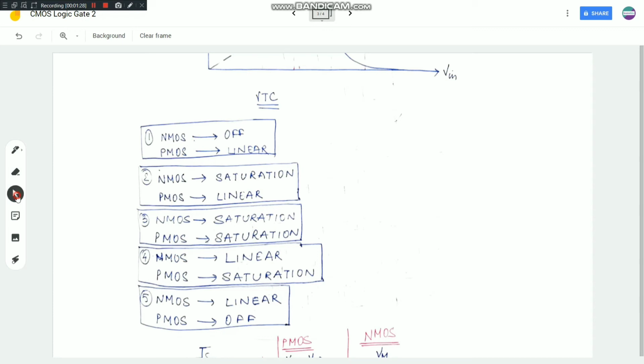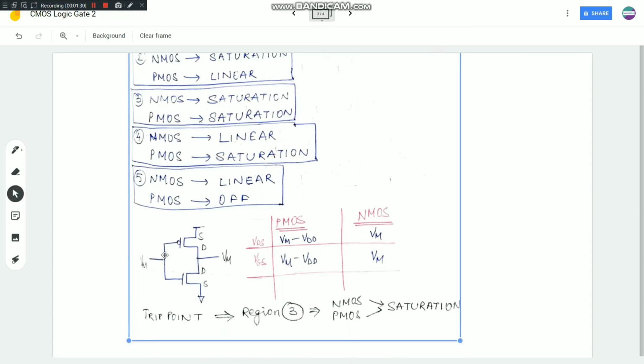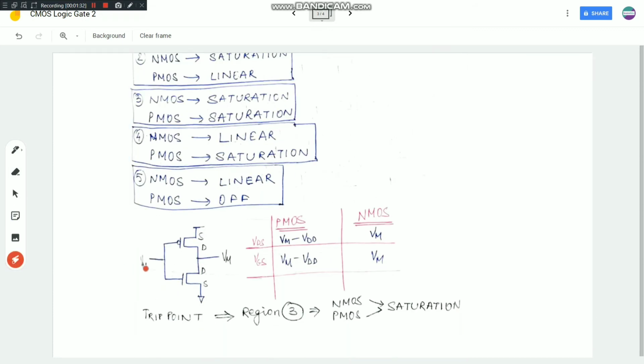Now for saturation I have shown it. For saturation we observe the trip point, which by definition is the point where your Vin and Vout are equal. We consider that to be equal to Vm. So see here, I'm writing down Vin equal to Vm and Vout also equal to Vm. Now I'm just marking the VDS and the VGS values for the respective PMOS and the NMOS that make up the CMOS inverter. Observe that for PMOS, the VDS is Vm minus VDD.